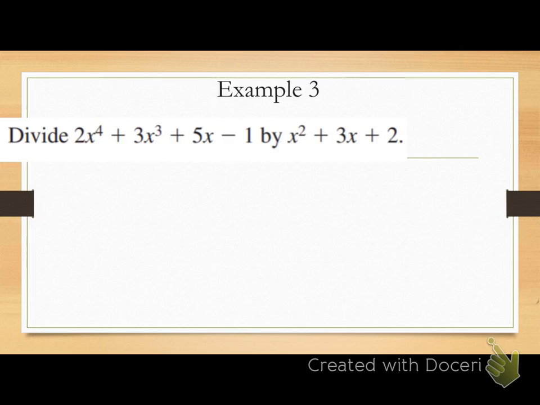Okay, divide 2x to the 4th plus 3x cubed plus 5x minus 1 by x squared plus 3x plus 2. Which one's my dividend? The first one, right? 2x to the 4th plus 3x cubed plus 5x minus 1. I know that's my dividend because it says divide that by. If you're dividing something by something, that's the divisor. So my divisor is x squared plus 3x plus 2.